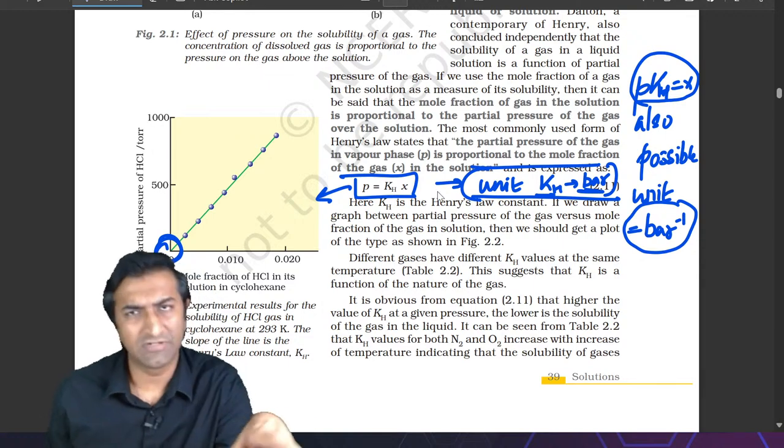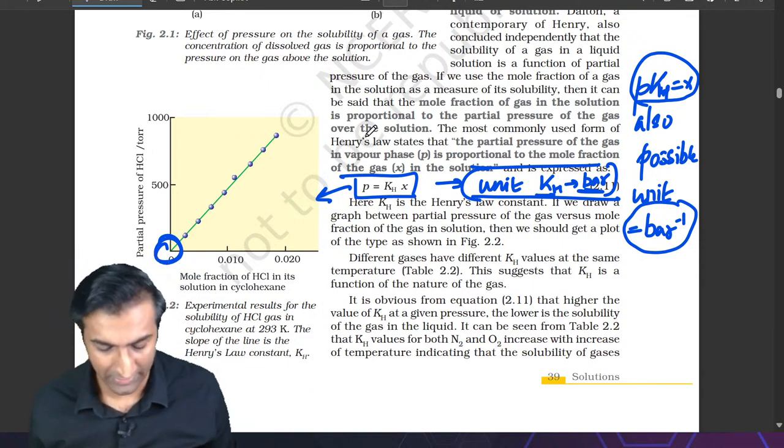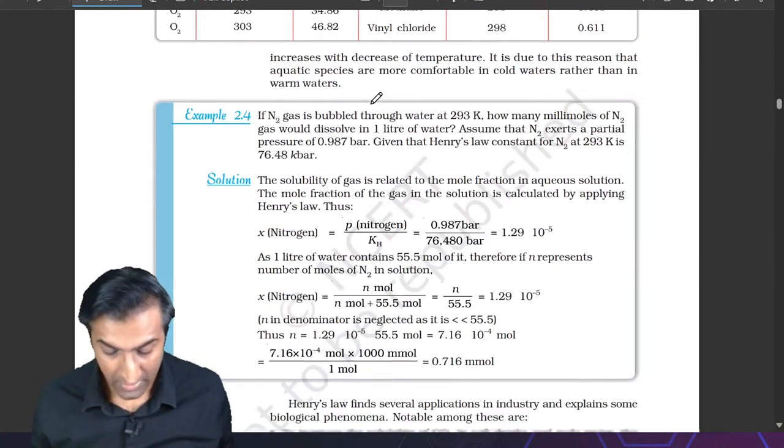Obviously, since it is in NCERT, most likely it will be P equal to KH times X. This is what is going to come in the question and in NEET. But just be prepared.